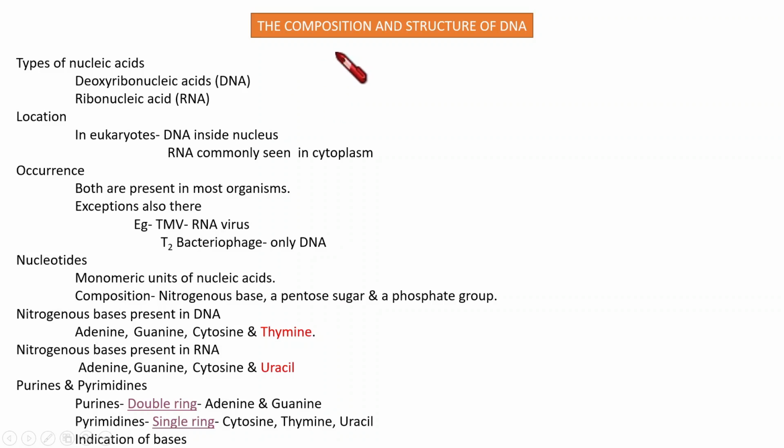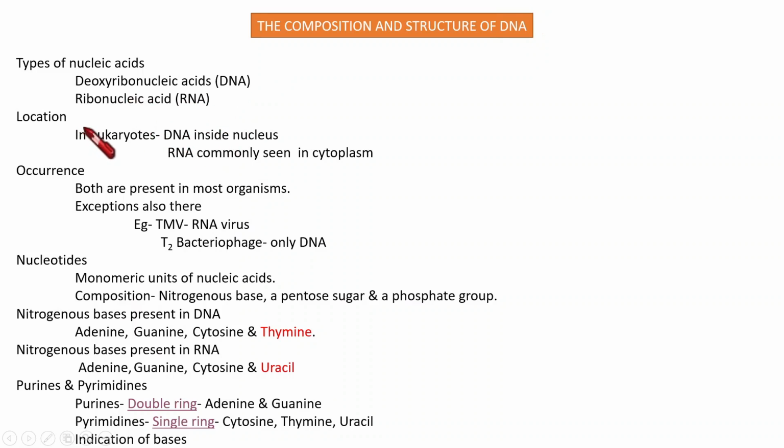Good morning, dear student. Today, in this section, we will learn about the composition and structure of DNA. What is this DNA? DNA is a nucleic acid. So, how many different types of nucleic acids exist? Two types. They are DNA and RNA. DNA means deoxyribonucleic acid and RNA means ribonucleic acid.